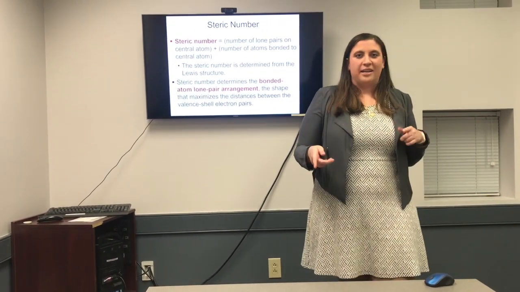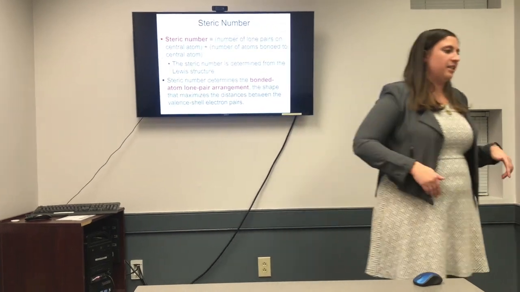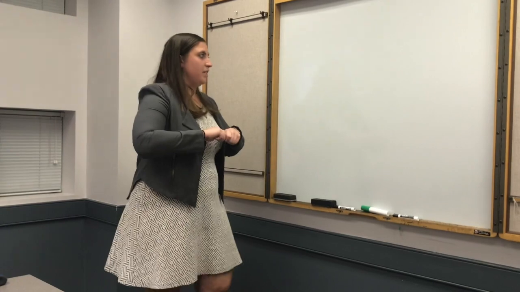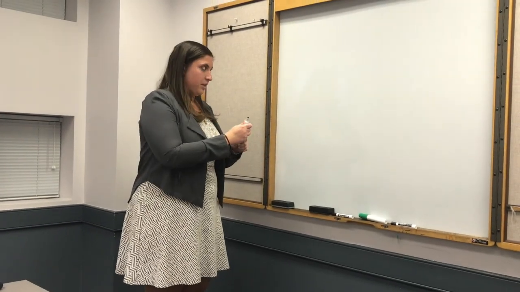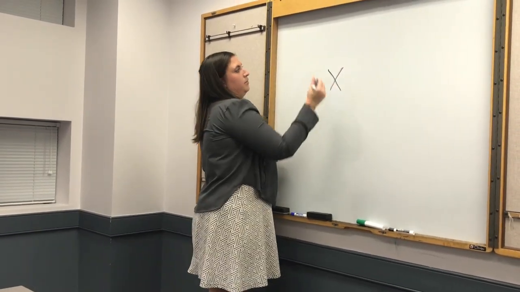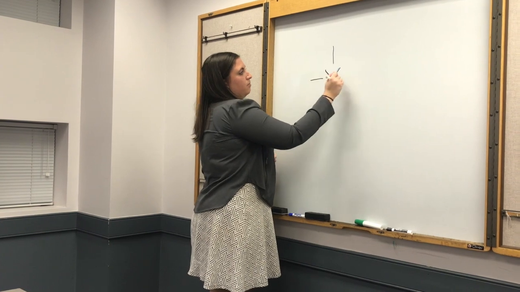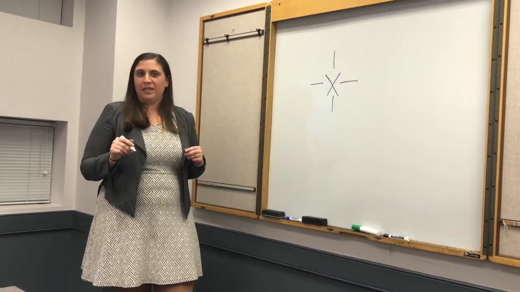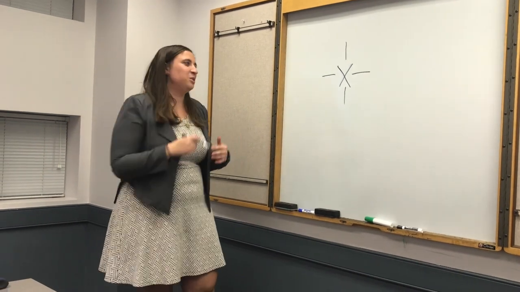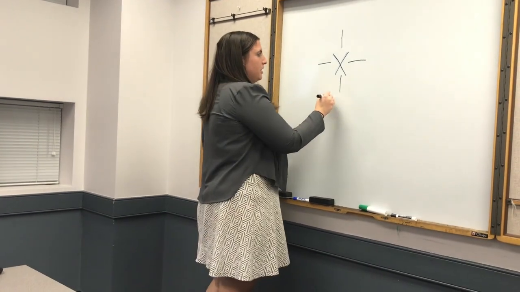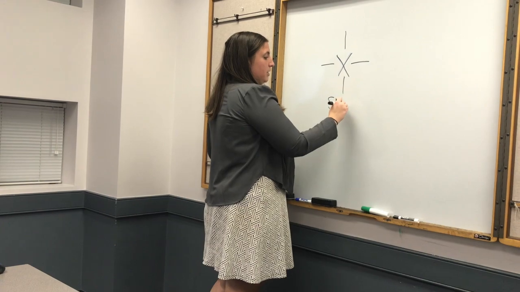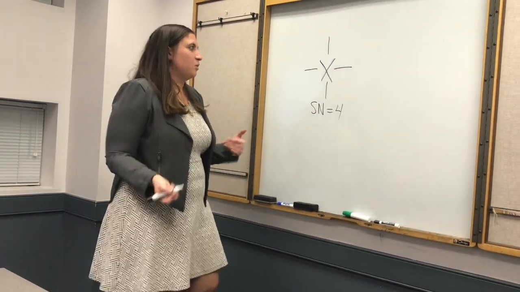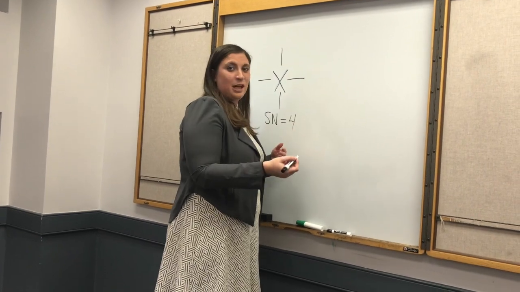So let's do some practice about steric number before we move on to the next concept. So say we had an example with a generic element we'll label as X. So say we had this around the X. What would the steric number be? Yes, you're right. So someone said 4 in the class. So the steric number around the central atom is 4. Great job.